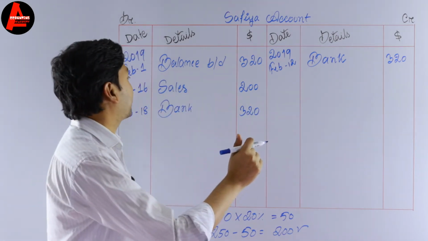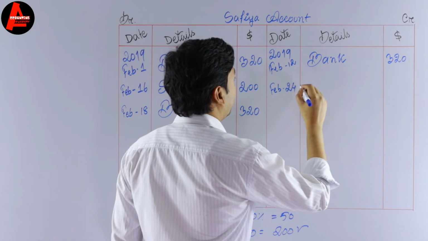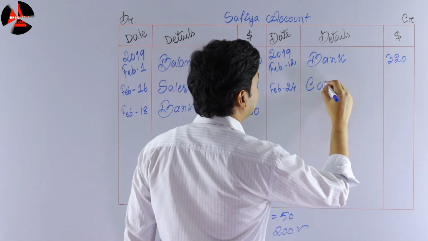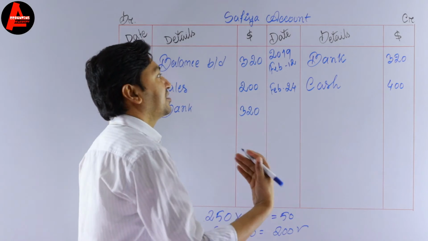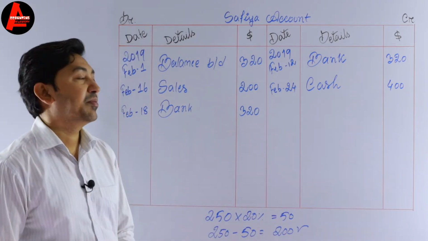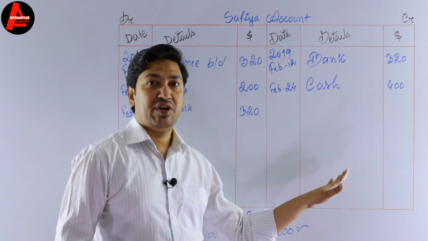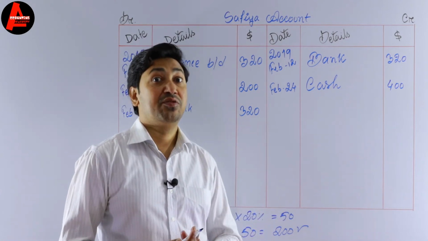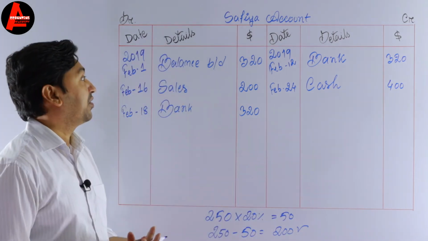Okay, so let us go to the credit side. Date first, February 24. So we will write here cash, and the amount is here $400. Okay, so simple to understand. If Shafia is debit, we'll write on the debit side. If Shafia is credit, we'll write on the credit side. Okay, so you have to understand the debit and credit, the rules of account. Okay, then we finished 24.